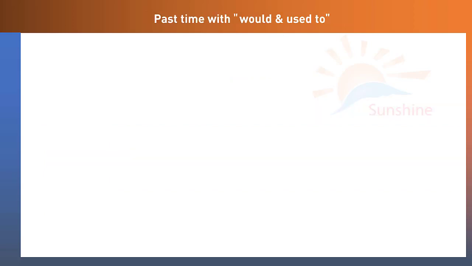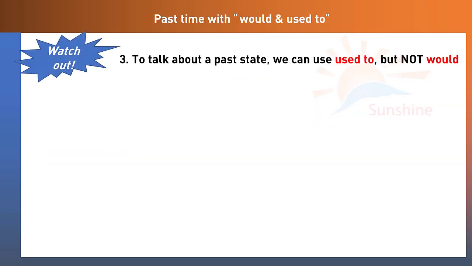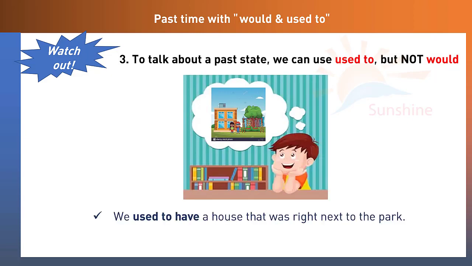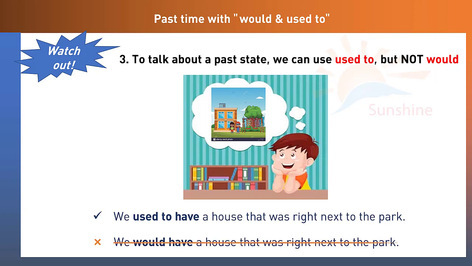Be careful. To talk about a past state, we can use used to, but not would. For example, we used to have a house that was right next to the park, not we would have a house that was right next to the park.